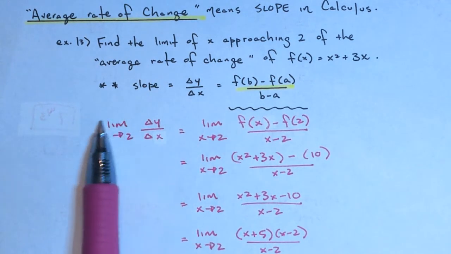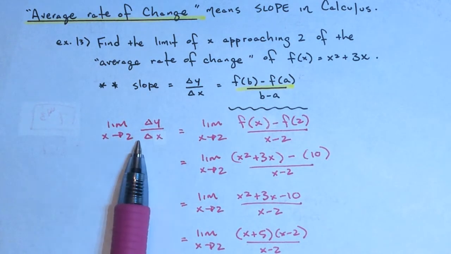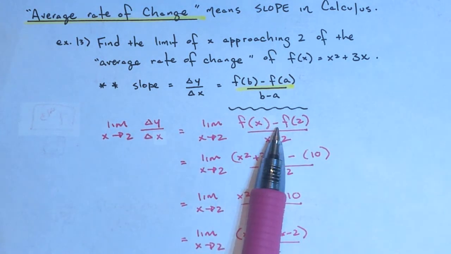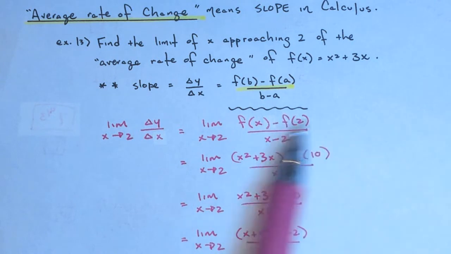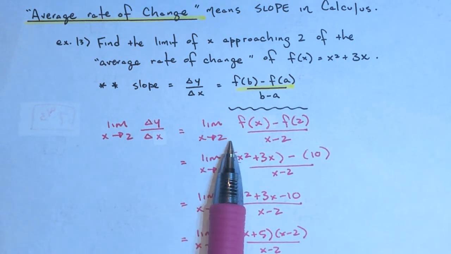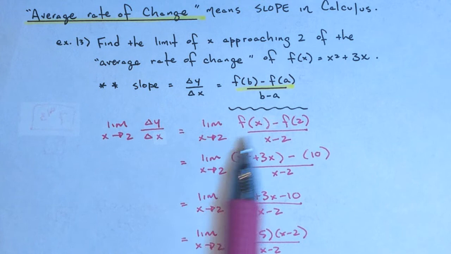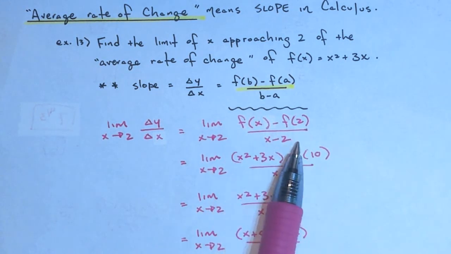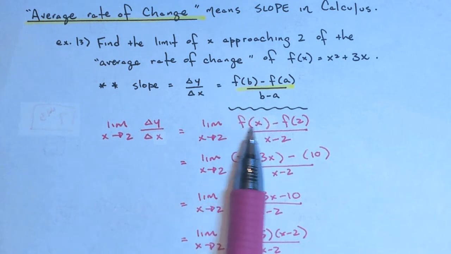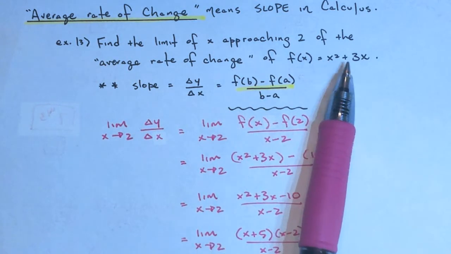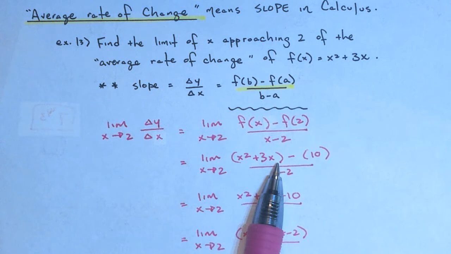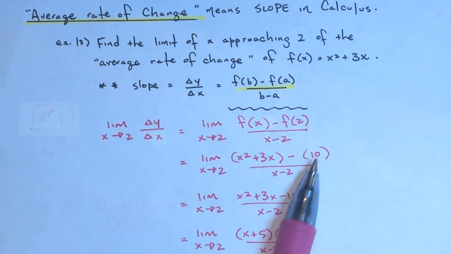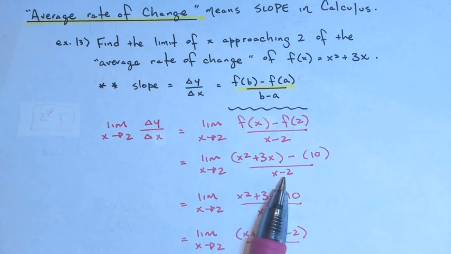So if we're finding the limit as x approaches 2 of the slope, then it's going to be f of x minus f of 2, because we're going from x to 2. So just think of it that way. See, x2, x2, x2. So y's over x's. And then what is f of x? f of x is that function. So I just plug in that function. What is f of 2? I plug 2 into the function, I get 10. On the bottom, I stick with x minus 2.